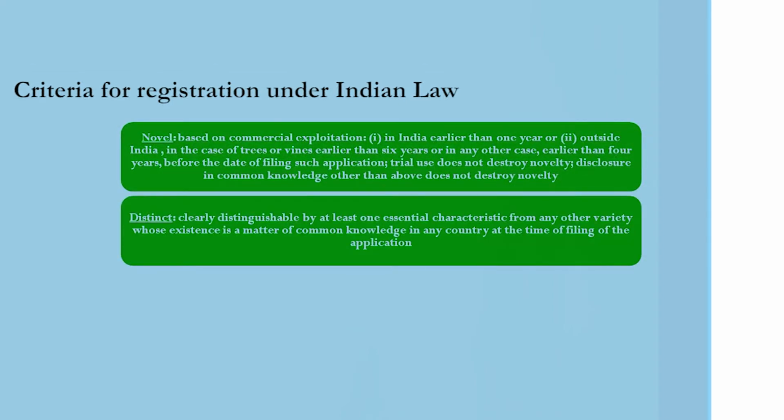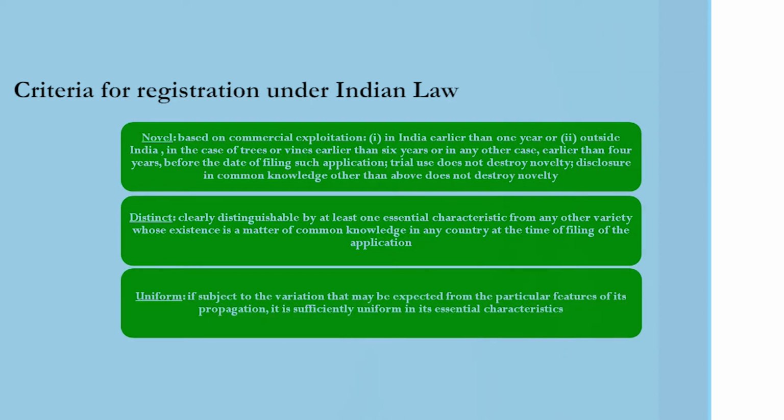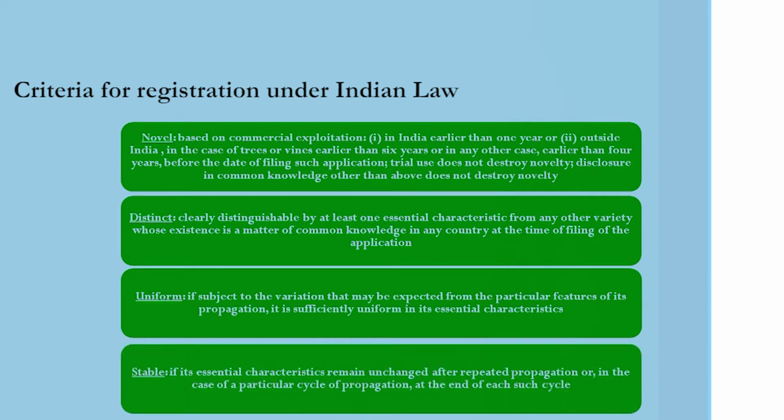The distinctness required of the plant variety for the purpose of registration under the Plant Variety Act is that it should be clearly distinguishable by at least one essential characteristic from any other variety whose existence is a matter of common knowledge in any country at the time of filing of the application. A variety is uniform if, subject to the variation that may be expected from the particular features of its propagation, it sufficiently stays uniform in its essential characteristics. Hence, distinctness and uniformity are two different criteria. Stability is another criterion: a variety is stable if in its essential characteristics it remains unchanged after repeated propagation, or, in the case of a particular cycle of propagation, at the end of such cycle.